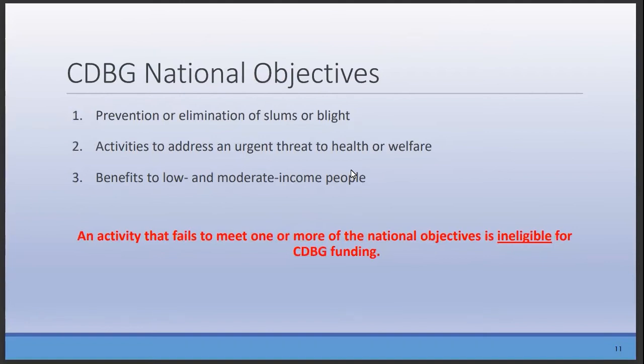There are 3 national objectives. The first one is the prevention or elimination of slums and blight. The second pertains to activities that address an urgent threat to health or welfare. And the third pertains to activities that primarily benefit low and moderate income persons. If an activity does not fall into at least one of these 3 national objectives, the activity is ineligible for CDBG funding.